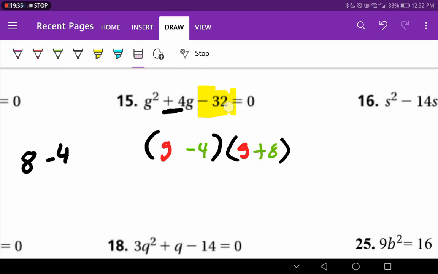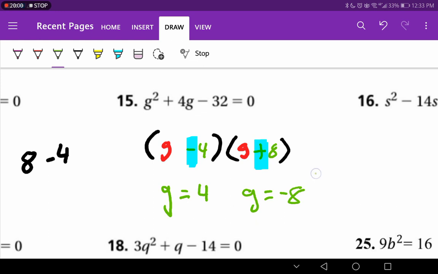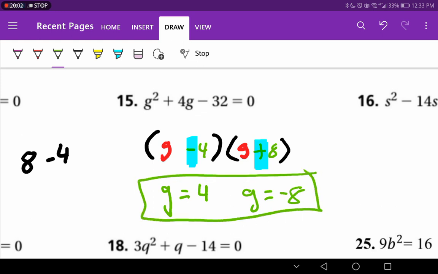Okay, that means if the c is negative, the solutions here must have different signs. Yes, exactly. And the positive one goes with the bigger number all the time. That is true. Now the solutions, g equals 4, the opposite sign, and g equals negative 8, which is the opposite sign again. Nice and beautiful.